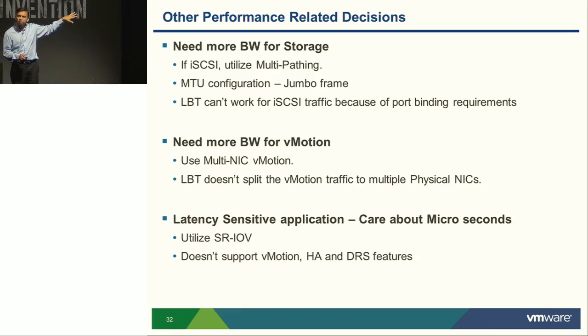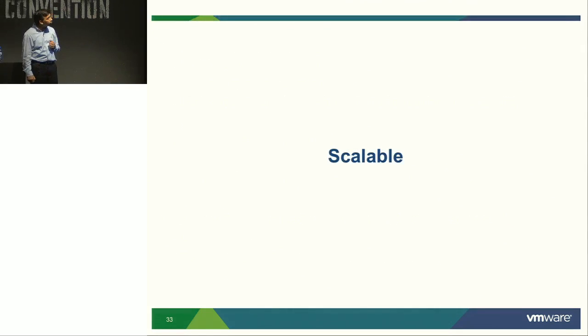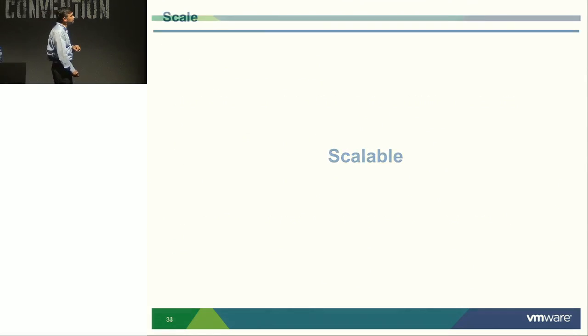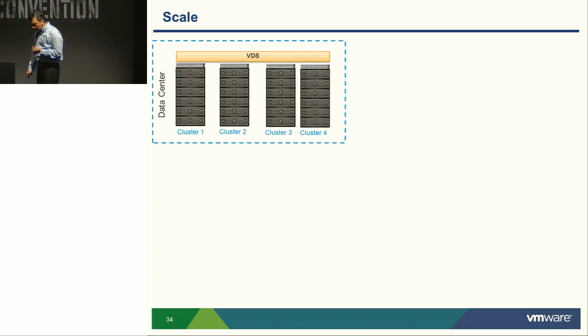But these are the kind of best practices in terms of vMotion and iSCSI. And finally, I'm going to talk about the scalability stuff in there. So how do you scale your environment? Either you scale your environment by adding new clusters, meaning you are adding new hosts or new clusters in your environment.